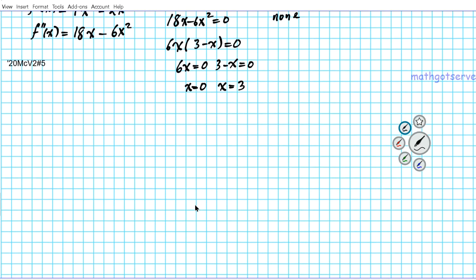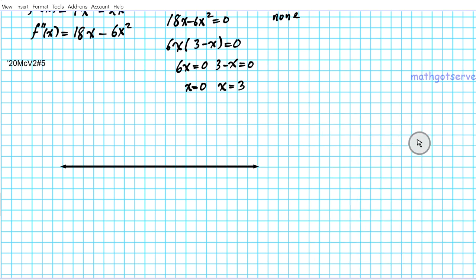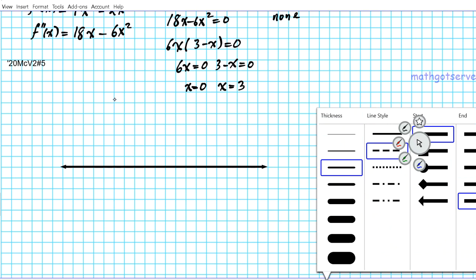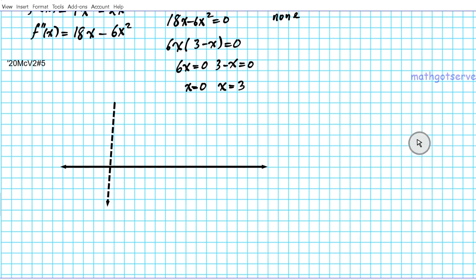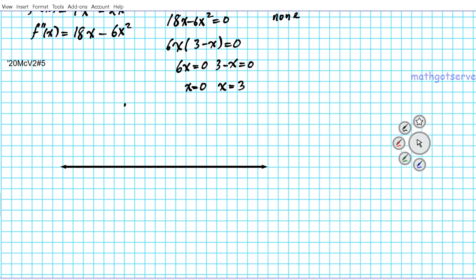Okay, so now we're going to go ahead and create our sign chart to help us see the concavity of the function as it relates to the sign of the second derivative. Let's see our critical values. Let's go ahead and graph them. We have two. We have one on 0, and we have the other on 3.